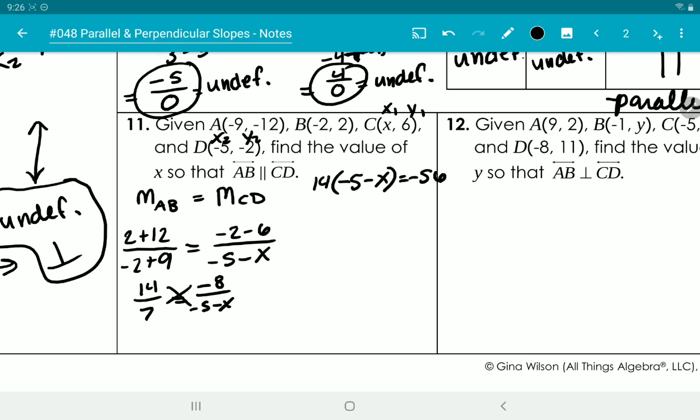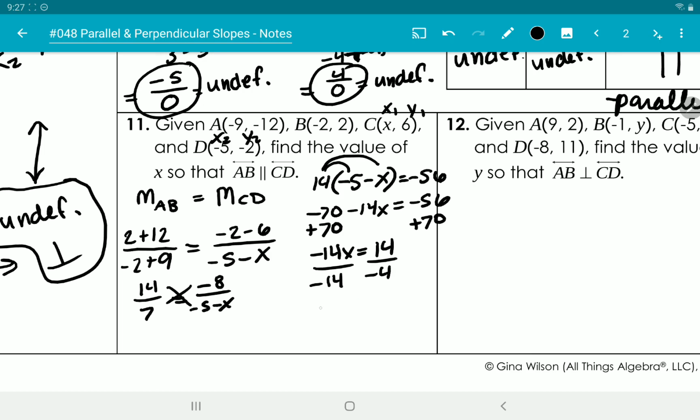And here we can just go ahead and solve for x. We're going to distribute the 14, so 14 times negative 5 is going to be negative 70 minus this 14 times x. So 14 times negative x is going to be minus 14x. And we'll still have this equals negative 56. We'll add 70 to the other side. Okay. So if we have negative 56 plus 70, we're going to get 14 on this side. And then if we divide by this negative 14, it's going to give us that x is equal to negative 1. Okay?